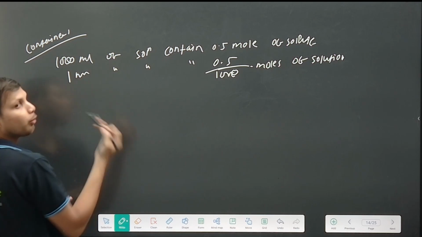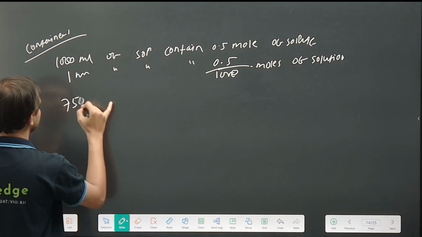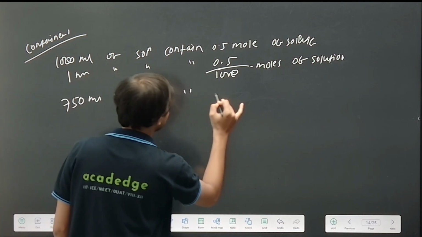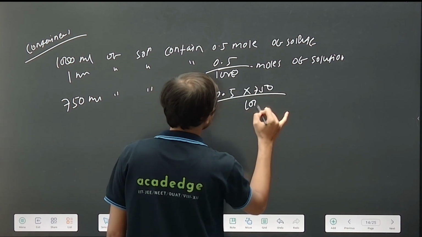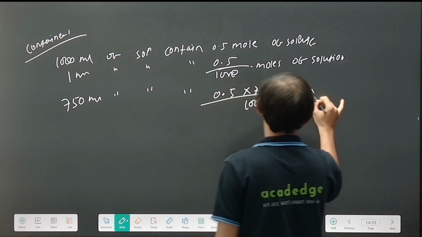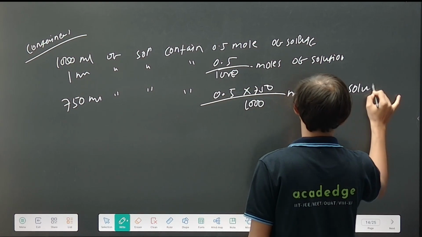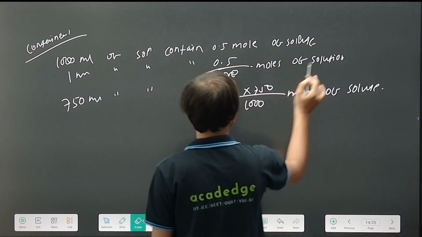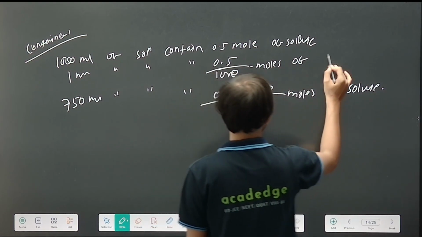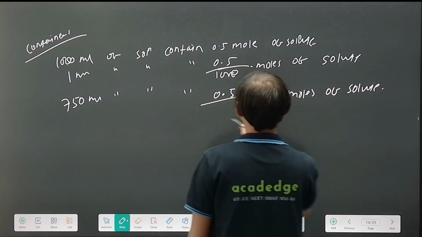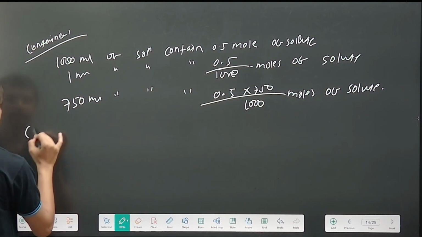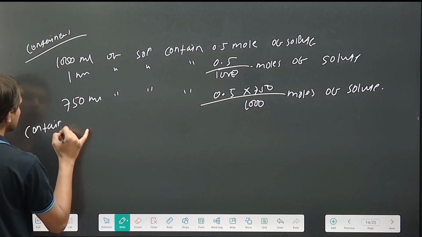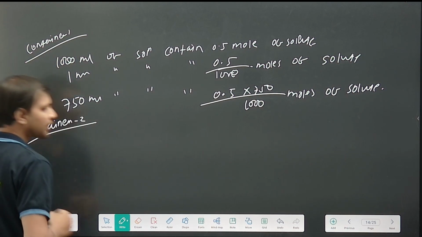So how many ml did I take? 750 ml. So 750 ml of solution must be containing 0.5 into 750 by 1000 moles of solute. Right? So this much solute I have taken from container number 1. Now I need to find how many moles of solute I took from container number 2.